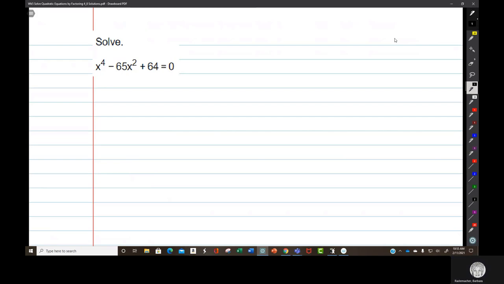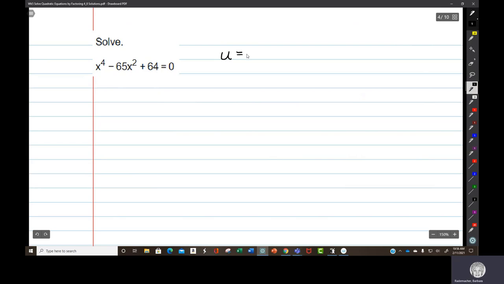Now, we're going to use u substitution because this is not a quadratic equation. It's a quartic equation. Oh dear. But not to fear, because 4 is 2 times 2. So we can use u substitution to temporarily make this quartic equation into a quadratic equation. Temporarily.